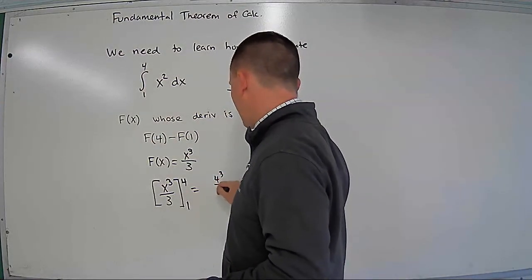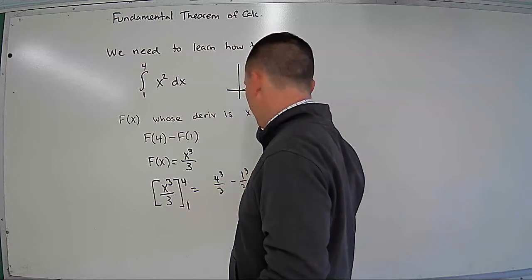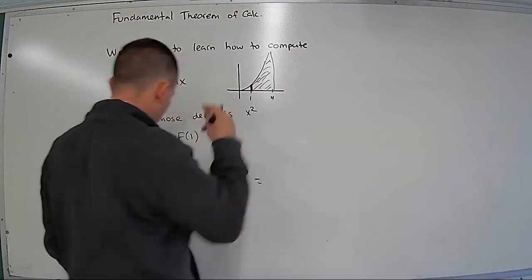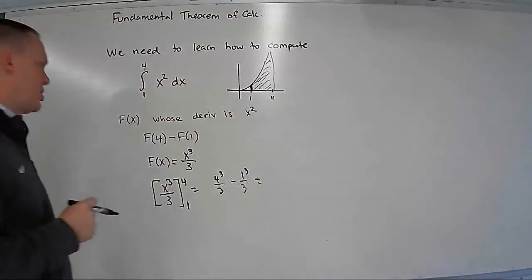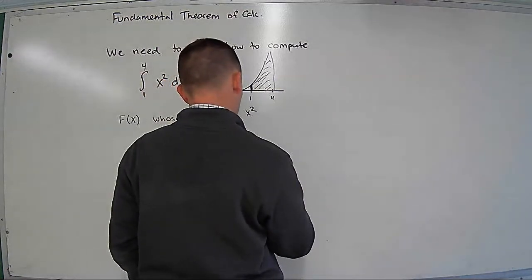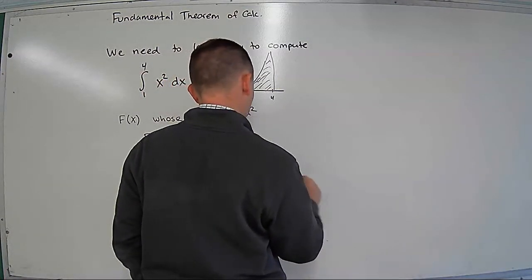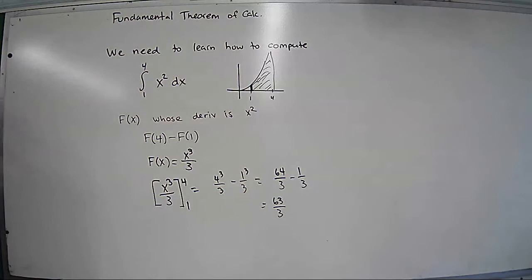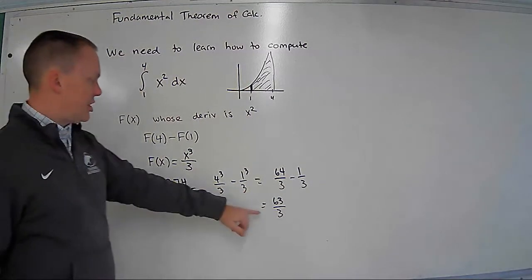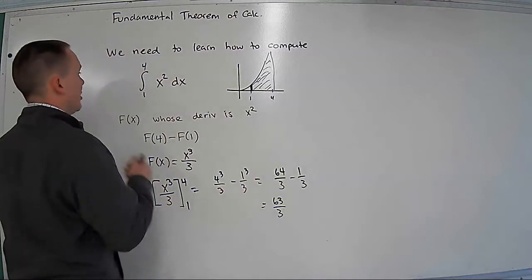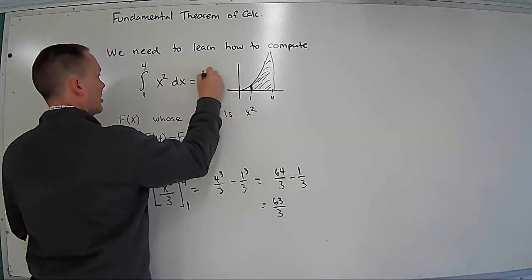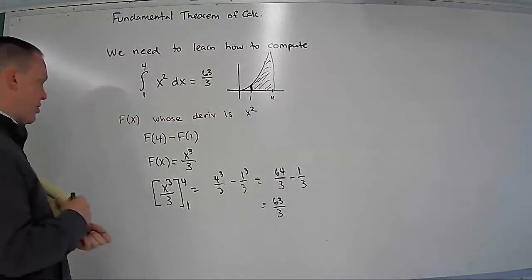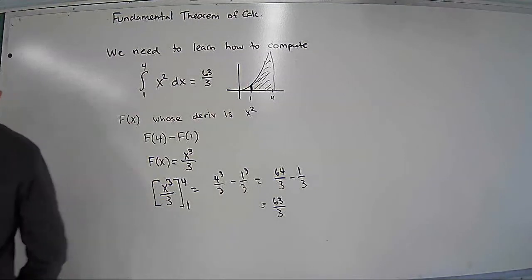So that's 4 cubed over 3 minus 1 cubed over 3. 4 cubed is 4 times 4 is 16 times 4 is 64 thirds, minus 1/3, which is 63 thirds, I think. So 63 thirds is the answer to this integral. Remember, a definite integral has a definite answer, 63 thirds. That area, if we want to think of it that way, is equal to 63 thirds. So, what is all this?